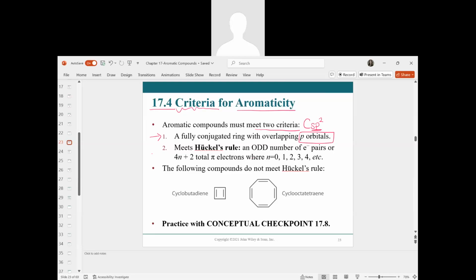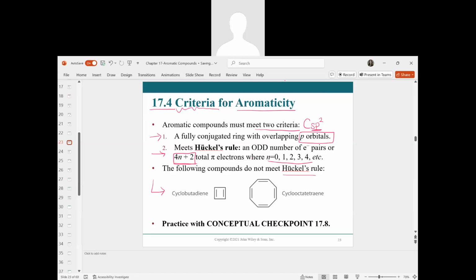And the second criterion is that Huckel's rule is met, or a Huckel's number, rather, of pi electrons. This number is 4n plus 2, where n is any integer from 0 up. Down below here, these two compounds meet the first criterion: they are fully conjugated rings with overlapping p orbitals. They do not meet Huckel's rule, though.